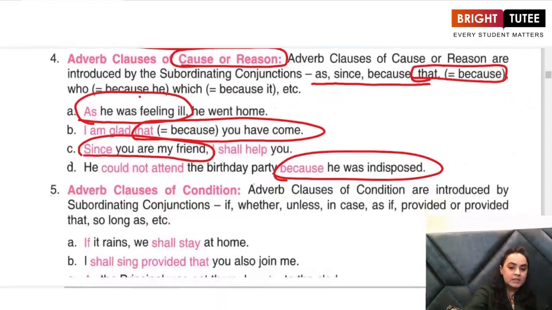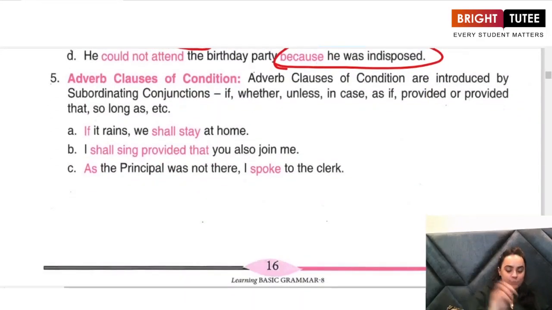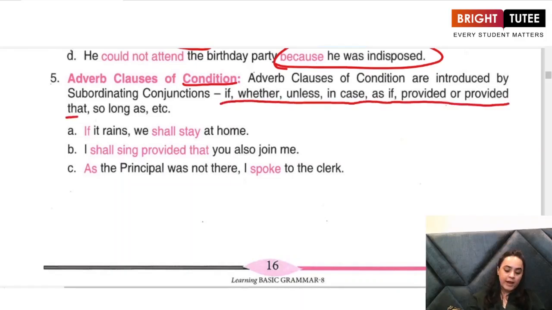Let us move ahead to the next type of adverb clause, which is the adverb clause of condition. Now, again, the title is self-understood. When you are placing a condition for some action to take place, that is the adverb clause of condition. And what are the subordinating conjunctions that we use to talk about the adverb clause of condition? If, whether, in case, as if, provided, or provided that, so long as, etc.